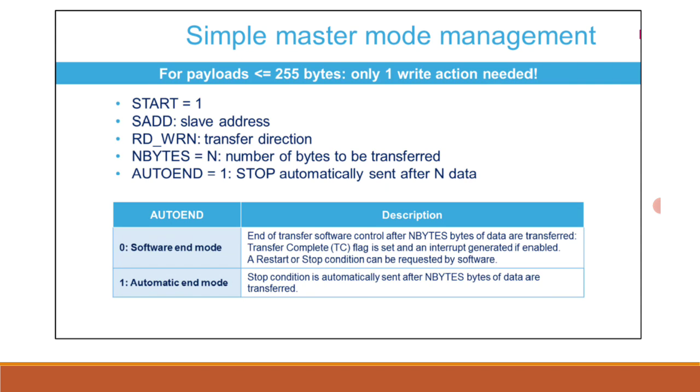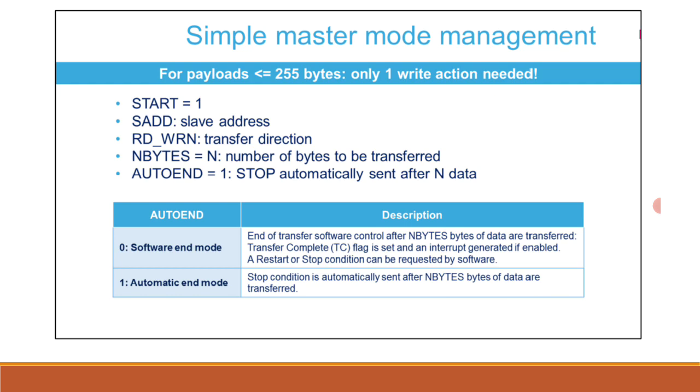In order to start a transfer in master mode, I2C control register 2 must be written with the start condition request, the slave address, the transfer direction, the number of bytes to be transferred, and the end of transfer mode. End of transfer mode is configured by the AUTOEND bit, auto end bit. If it is set, the stop condition is automatically sent after the programmed number of bytes is transferred.